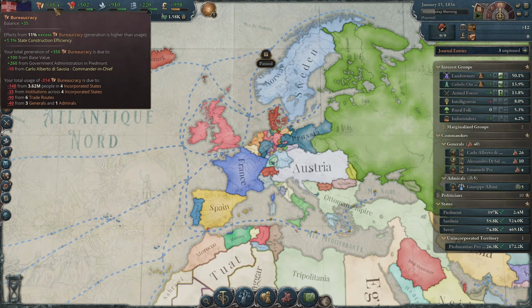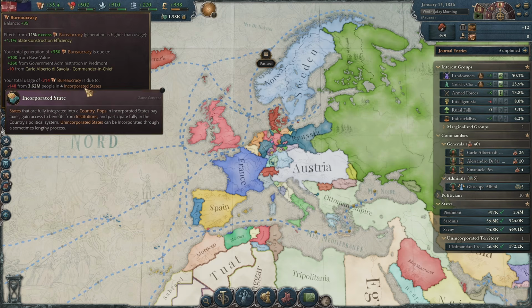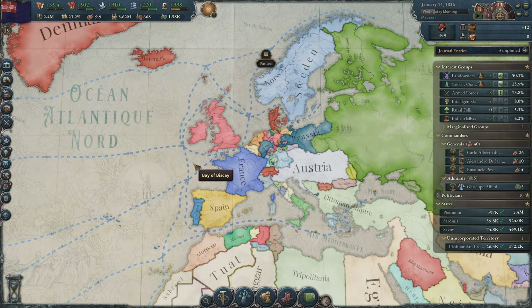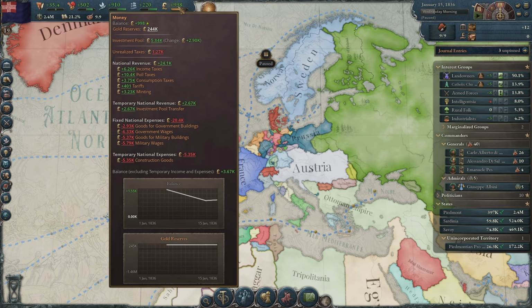So let's start with bureaucracy. Bureaucracy is sort of the resource of statecraft. It's the thing that you need in order to have incorporated states. These are states that are critical parts of the nation, things that are identified not as colonies, but as rightful French clay or rightful Sardinian clay. Incorporated states are also important because pops living there will actually pay taxes. Pops living in unincorporated colonial territories are not going to be paying taxes to you, and so growing your incorporated state population is really important when it comes to growing your economy.